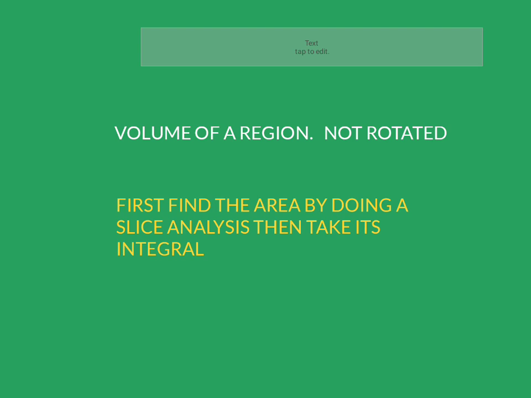The biggest thing we need to take away from tonight is that volume of a region is not rotated. We're just filling that region up with a specific shape. First and foremost, let's star this. We are just going to first find the area by doing a slice analysis and then taking its integral. Again, volume is just the integral of the area of the shape you're talking about.